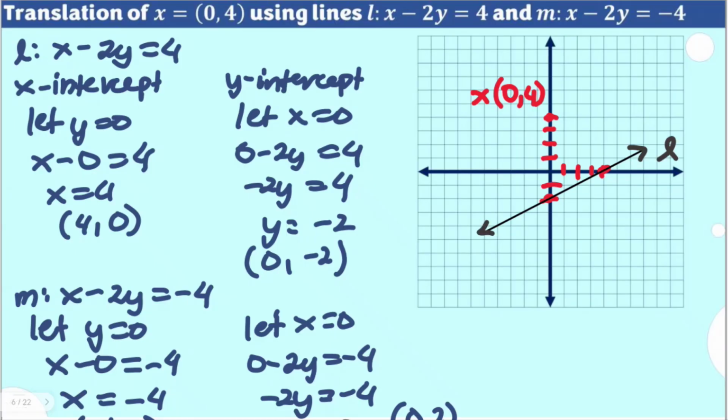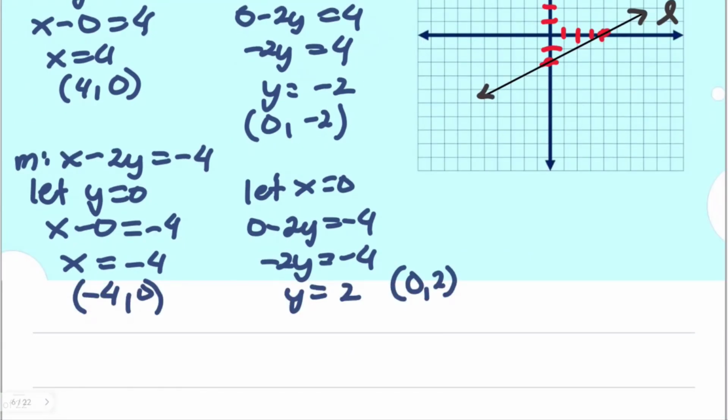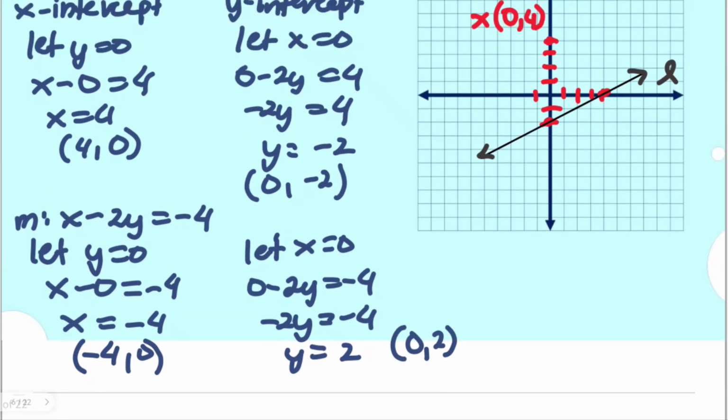Okay? Now, for our line M, its points are at negative 4 and 0. So, 1, 2, 3, 4. This is our x-intercept. And then 0 and 2. This one here. So, if I may, let me again connect this with a line. Hopefully, I could graph it well. No, I can't. Let me try to do it again by connecting them. Alright, so just like that.